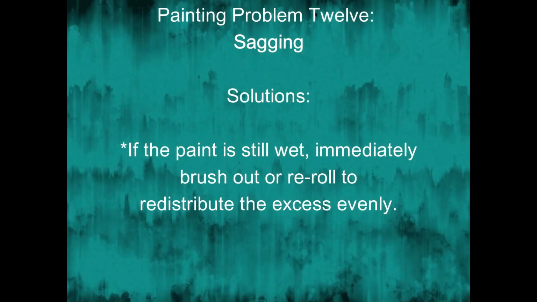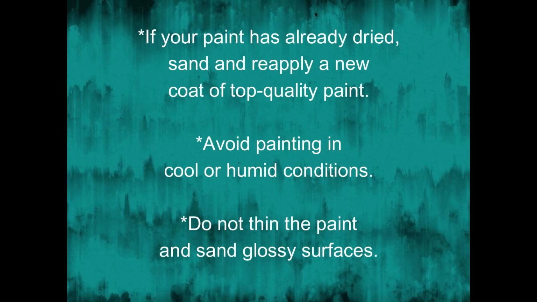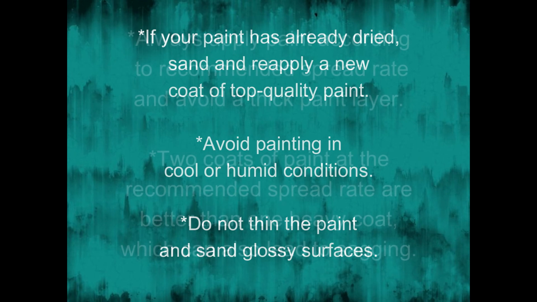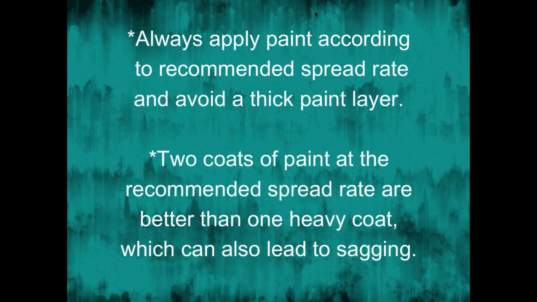Painting problem 12, sagging. Solutions: if the paint is still wet, immediately brush out or re-roll to redistribute the excess evenly. If your paint is already dried, sand and reapply a new coat of top quality paint. Avoid painting in cool or humid conditions. Do not thin the paint, and sand glossy surfaces. Always apply paint according to recommended spread rate and avoid a thick paint layer. 2 coats of paint at the recommended spread rate are better than 1 heavy coat, which can also lead to sagging.